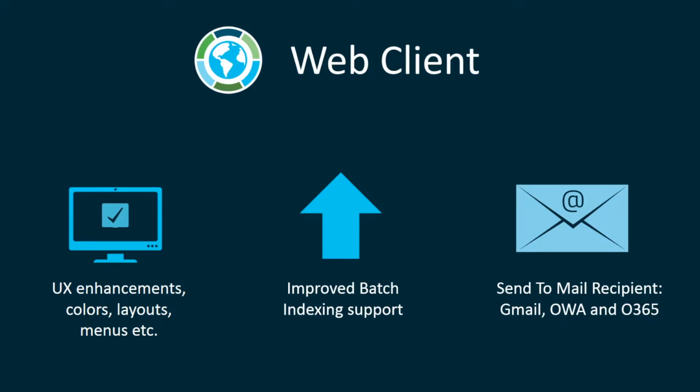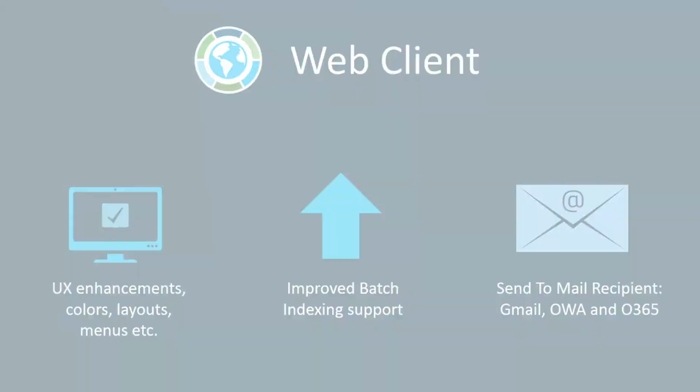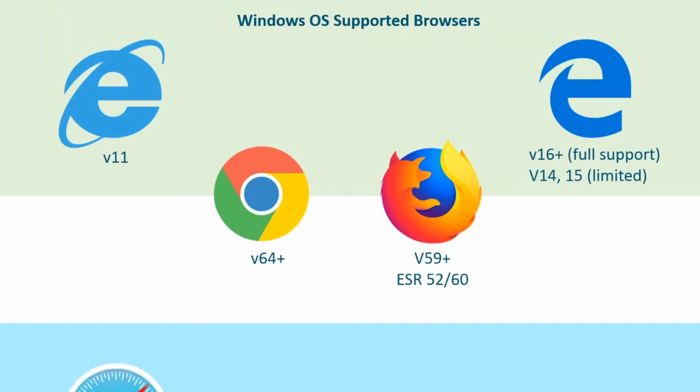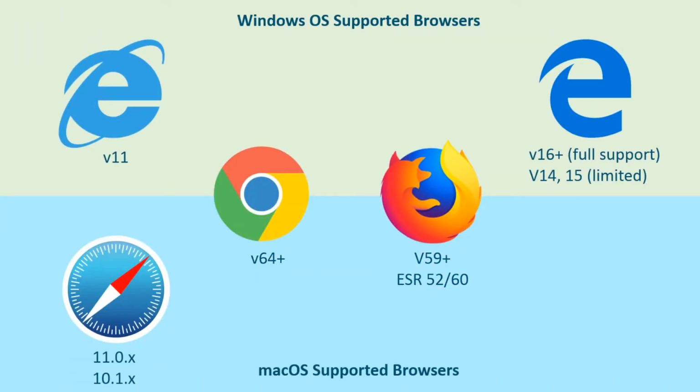Now, talking about supported browsers, this is a diagram of the browsers supported in both Windows and Mac OS. Obviously, Internet Explorer and Edge are unique to Windows, and Safari is unique to Mac OS. And the version numbers here show which versions are supported in OnBase 18. And of course, Chrome and Firefox are supported on both operating systems.